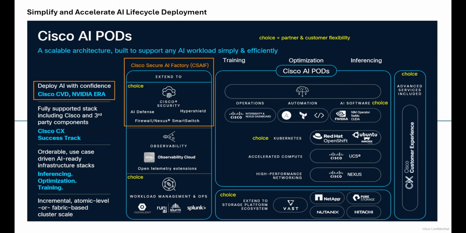So with Cisco's Secure AI Factory, all components are Cisco native. They're built into the architecture with one throat to choke when it comes to support. Basically, the customer calls Cisco, period.